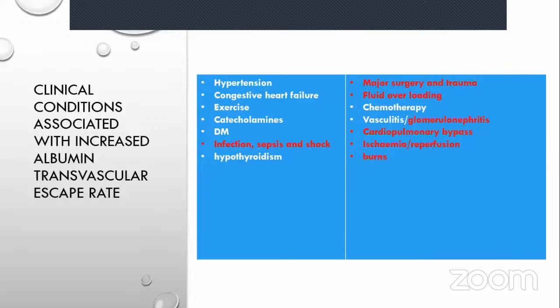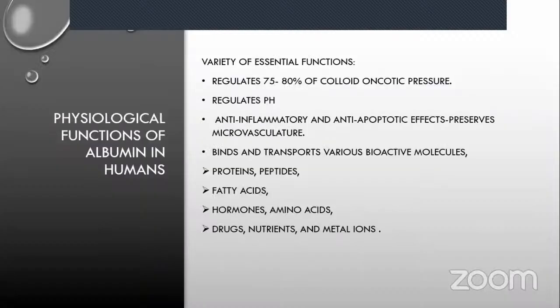Clinical conditions associated with increased albumin transvascular escape rate. So notably, I'll point out infection and sepsis, major surgery, trauma, fluid overloading. So making a patient hypervolemic, you may actually destroy the endovascular glycocalyx and cause issues. Then nephrosis, CABG, ischemia, and then burns.